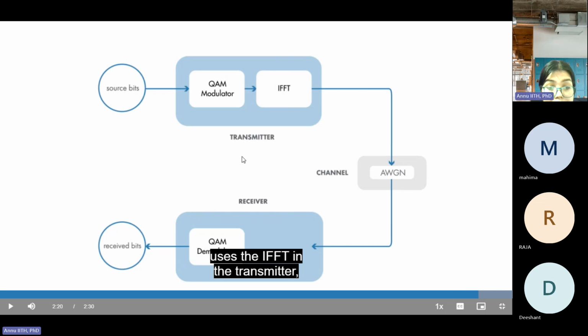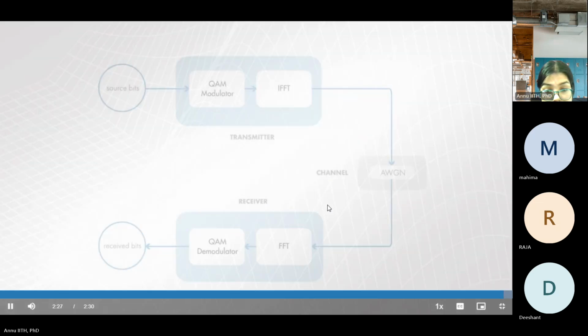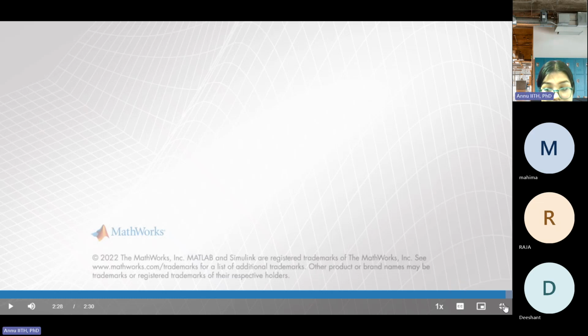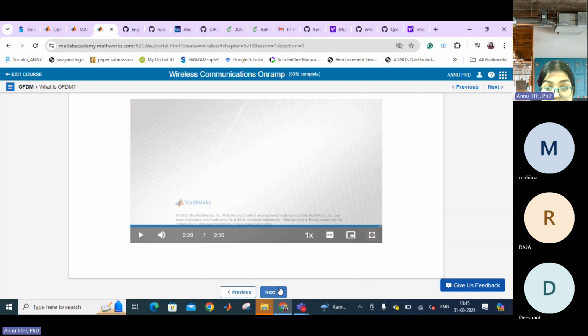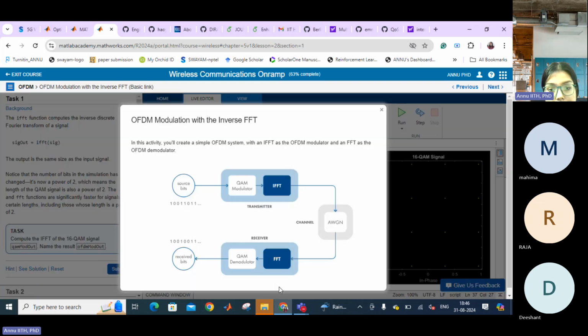So the simplest possible OFDM link uses the IFT in the transmitter. As we saw, there was a source bits block, then the QAM modulator, then the raised cosine pulse, transmitted raised cosine pulse. Then IFT in the transmitter, followed by FFT in the receiver. Now we will simulate it and see. OFDM is a little difficult to understand, I agree, but we will see only the IFT and FFT in the transmitter and receiver. Then we will also see the cyclic prefix addition.